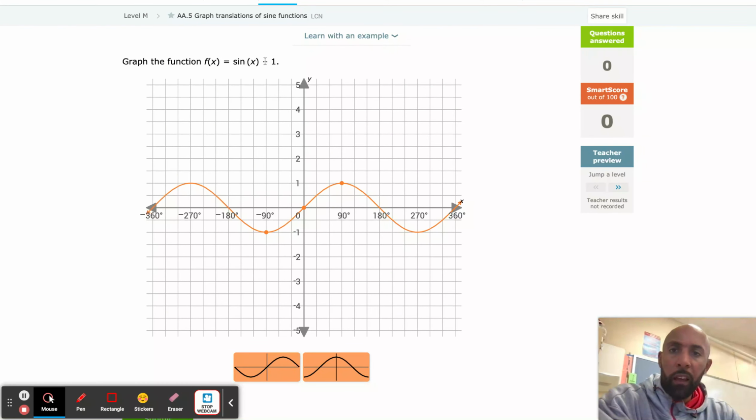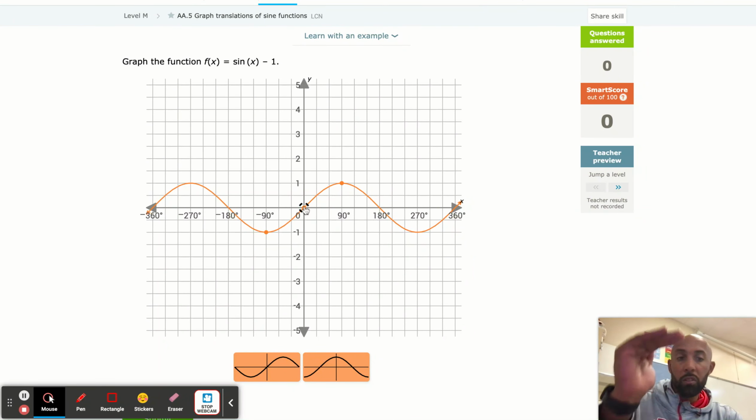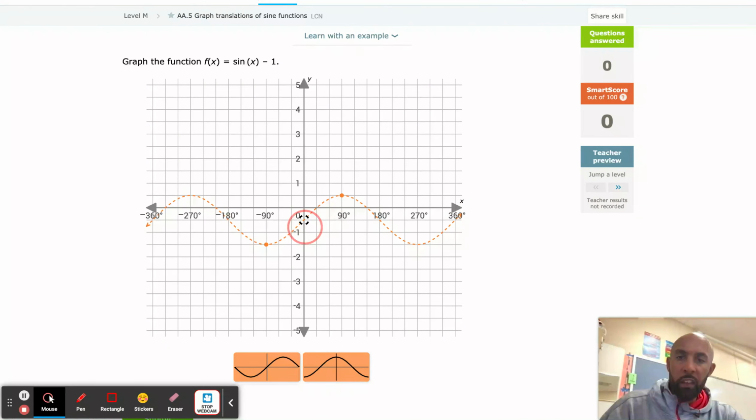Now I need to look at the numbers that are involved here. It says -1 on the end, right? So that's the d value, which means it's going to shift down. In order to shift it up and down, I'm going to use this dot right here in the middle. This shifts your midline. So I drag it down, boom. Now, the amplitude is 1. There's no number in front, so I don't need to change this. This is the one that adjusts your amplitude. Okay, so that's the first one.